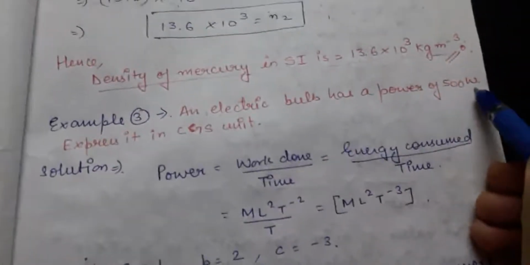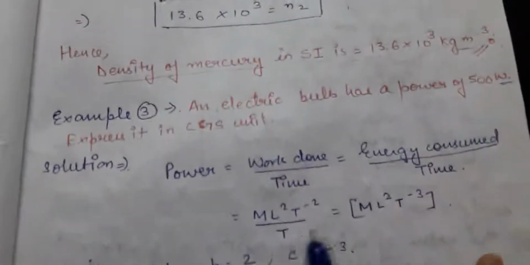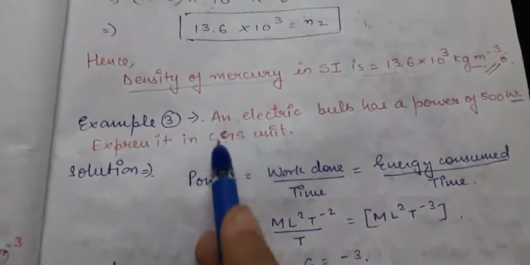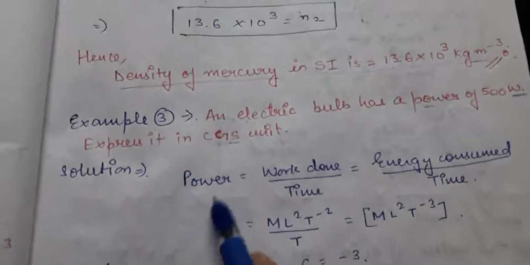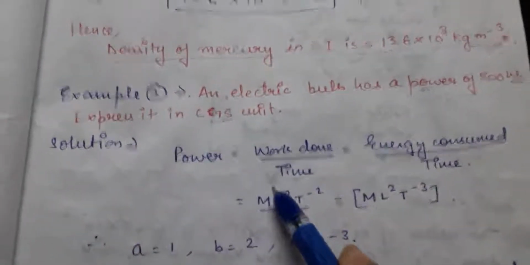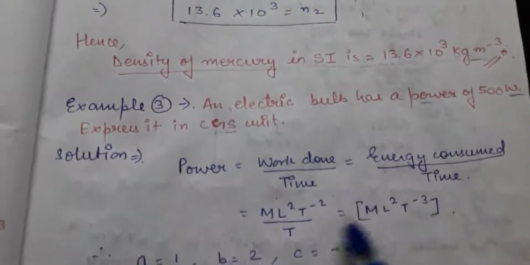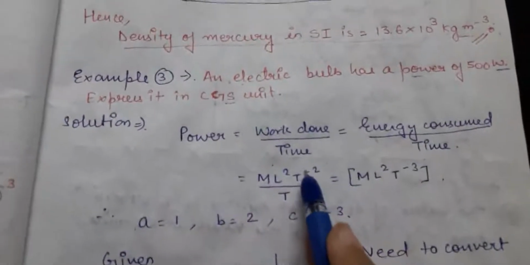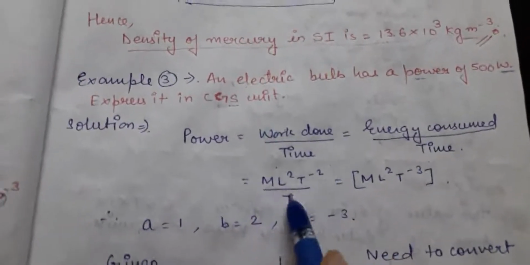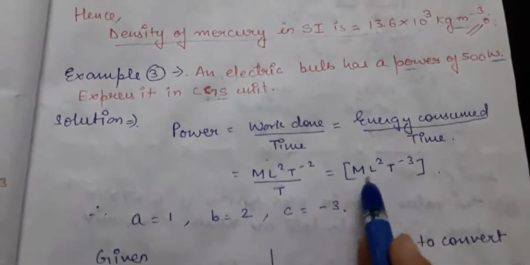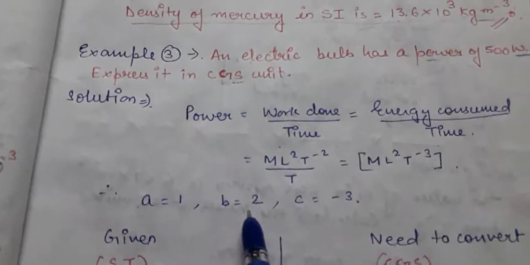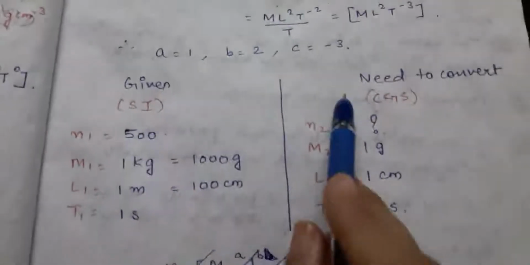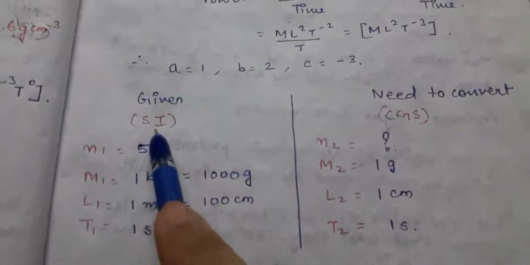As we all know, if we are using watt, in which system has it been given? SI. In which system we need to convert? CGS. First of all, we should know what is the dimensional formula of power. Power is equals to work done upon time, so it is equals to energy consumed upon time. What is the dimensional formula of energy? ML^2T^-2, and what is time? T. So after solving, what I am getting? ML^2T^-3, where a is equals to 1, b is equals to 2, and c is equals to minus 3.